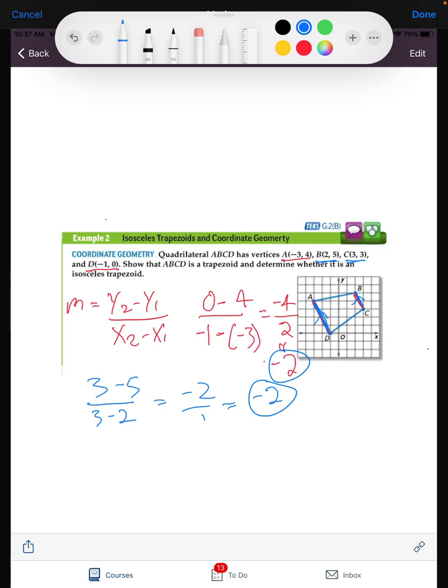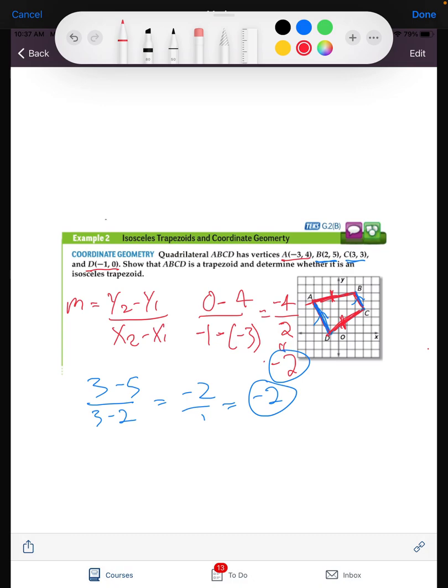Now we could calculate the slope between AB and DC the same exact way, and we would see that the slopes of those two lines are not equal. So those ones are not going to be parallel. So we only have one pair of opposite sides that are parallel, so it is a trapezoid. Now we want to see if our legs are equal to each other. So does AB equal DC?